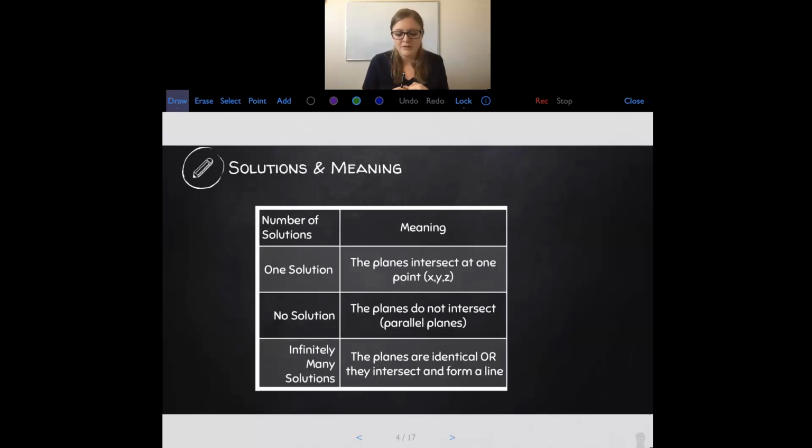So let's talk about the possible solutions and the meaning of it. If we have one solution, that means the planes intersect at one point. And if you look at the ebook in chapter 6, I believe, there are nice visuals of these. If there's no solution, that means the planes don't intersect, so we have three parallel planes. And if there's infinitely many solutions, it could mean two things. It could mean that all three planes are identical, or that the planes intersect and form a line. So rather than just intersecting at one point where there's one solution, the planes could intersect and form a line.